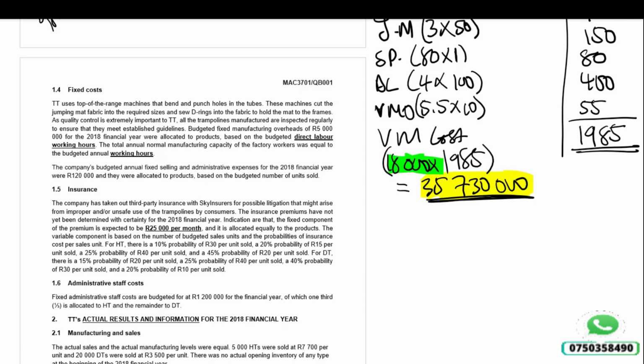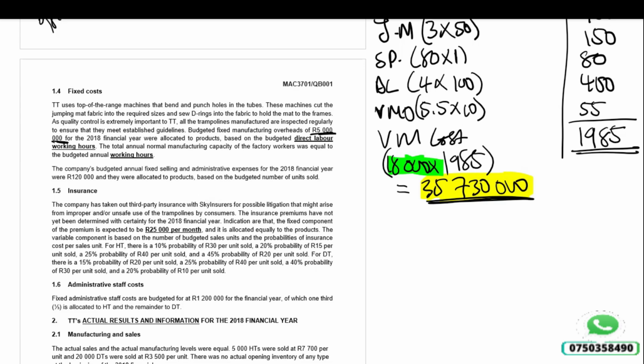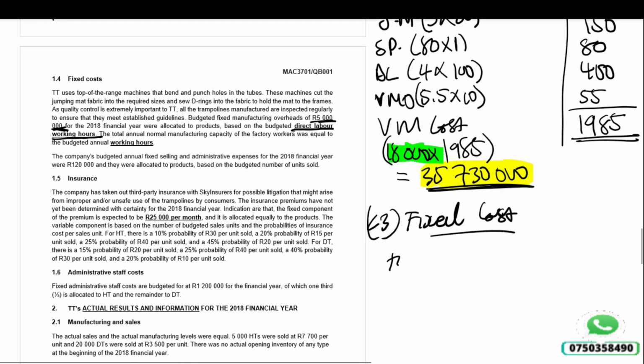Okay, so this is the information that we have here. They said the total cost is 5 million. So we need to allocate this 5 million between the two products, and we're going to use direct labor working hours, right? Whenever you're faced with this question, you need to calculate number 1. So this is going to be my C3 fixed cost. You need to calculate total hours for each product, right? For each product.